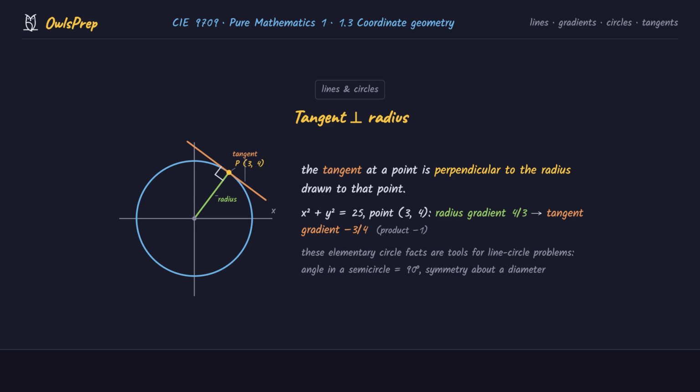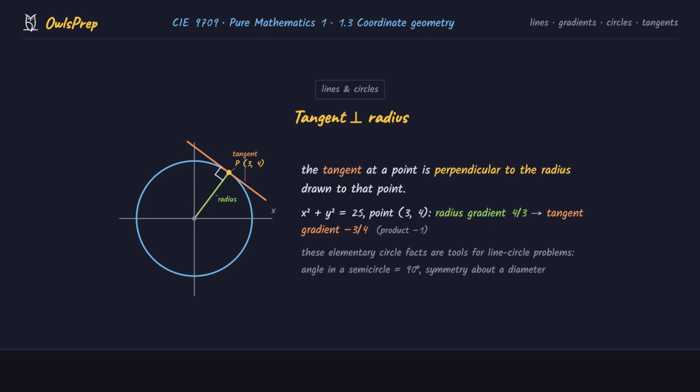Take the circle x squared plus y squared equals 25, centered at the origin with radius 5. Pick a point P on it, with x coordinate 3 and y coordinate 4. The radius from the center to P has gradient 4 over 3, so the tangent at P has gradient minus 3 over 4, perpendicular, because they multiply to minus 1.